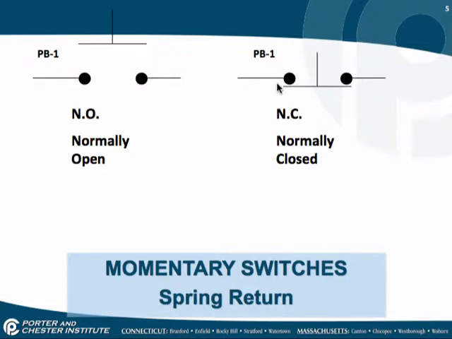Push button switches. Okay, you push it in, it comes on. That's a normally open. You release it, it turns off, because that's the normal condition. Normally closed would be, it's normally a closed circuit. Okay, in other words, it normally has a path for electricity to flow. I push it in, it opens.